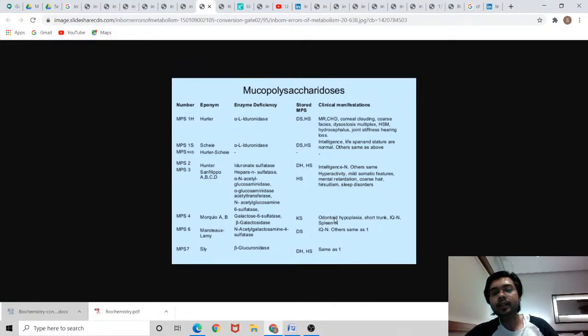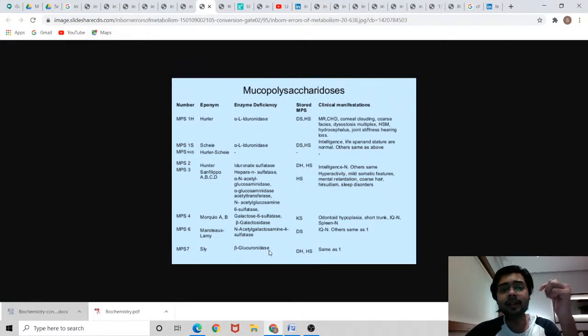Okay, so another is Morquio A and B. Here you will see a picture of odontoid hypoplasia, short trunk, IQ will be normal, spleen will be normal. Maroteaux-Lamy, that is MPS6, again IQ will be normal, but the rest of the things will be similar to Hurler disease. And MPS7 is Sly, where the enzyme deficient is beta-glucuronidase.